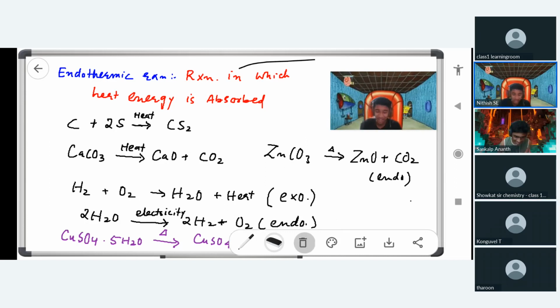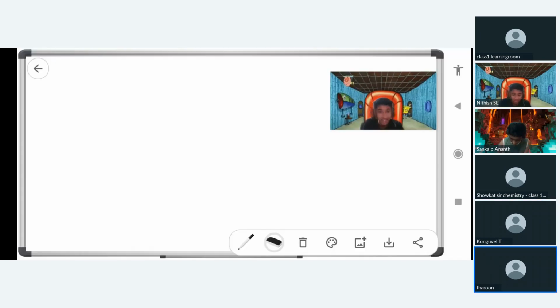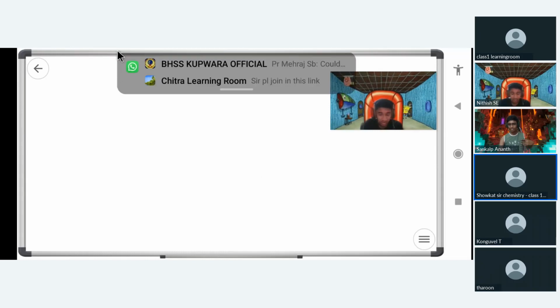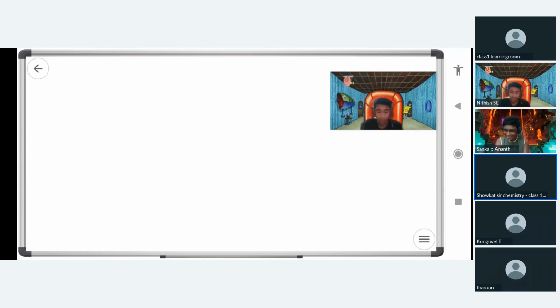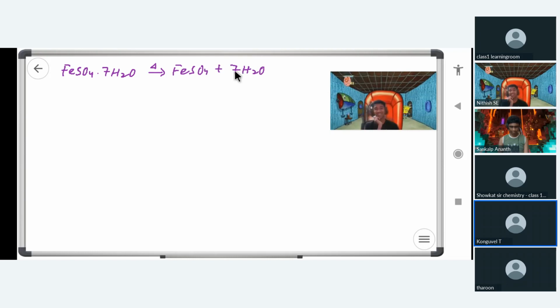Done. So you can erase. Just one second. Is this endothermic, right? Yeah, that's endothermic. Okay, so whether it is blue vitriol, white vitriol, or green vitriol, for example, if I write FeSO4, it is green vitriol. If I heat it, what will I get? FeSO4 plus H2O, plus 7 times H2O. So this is also which reaction? Endothermic. Exactly, endothermic reaction.